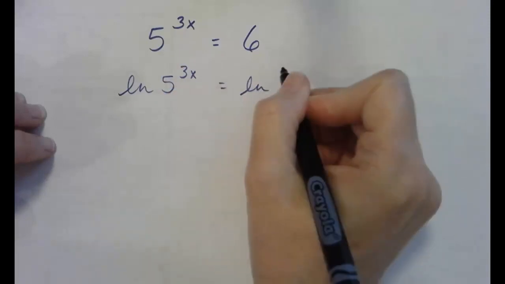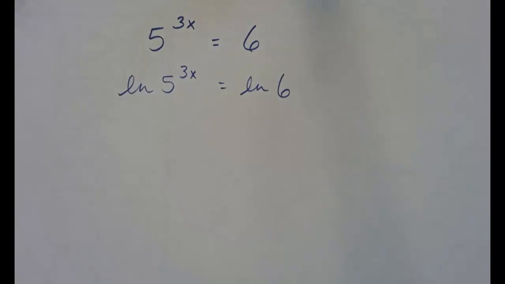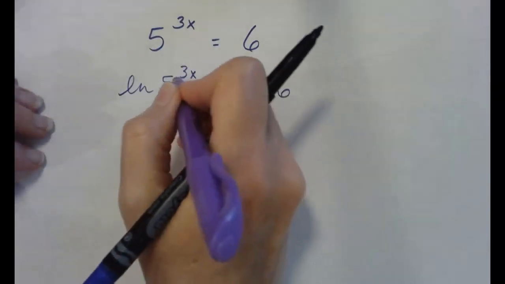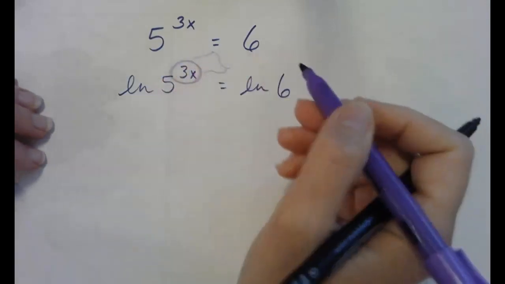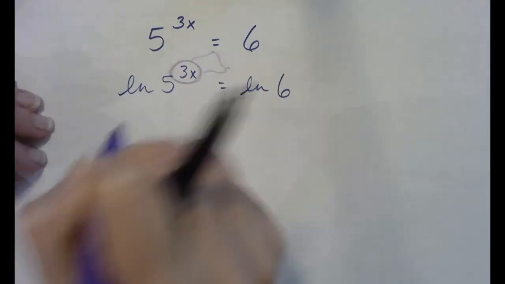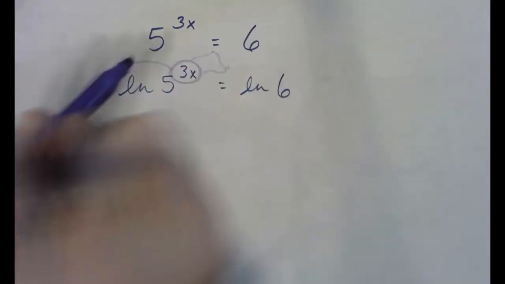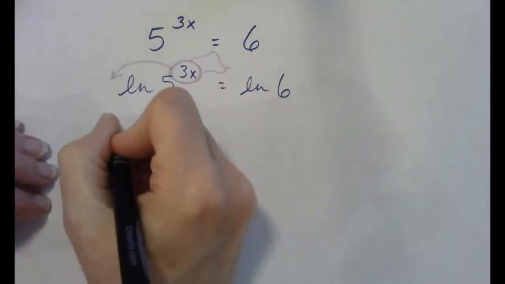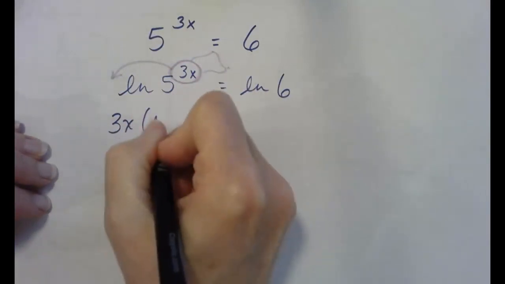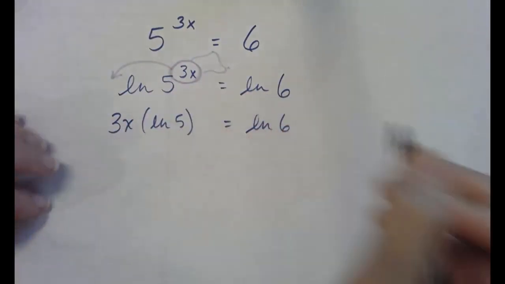And when we utilize a logarithm, it allows us to use the properties of logs, which in this case, we needed a superhero in order to rescue that x. So we're going to use the power rule for logarithms, which allows us to fly that superhero 3x to the front and get 3x times the ln of 5 equals the ln of 6.